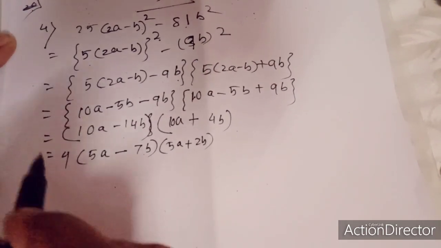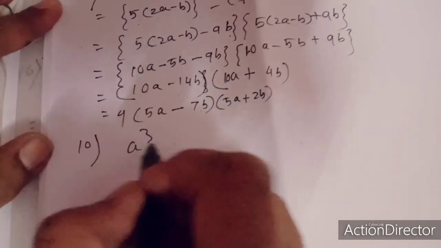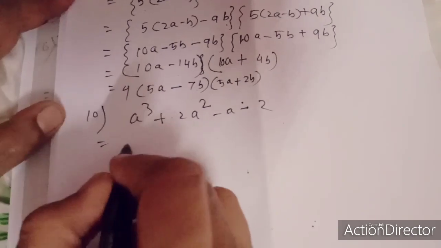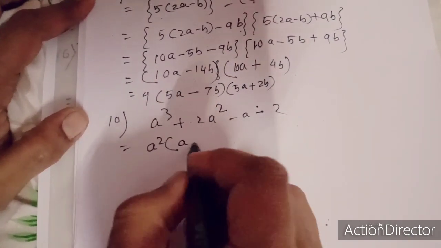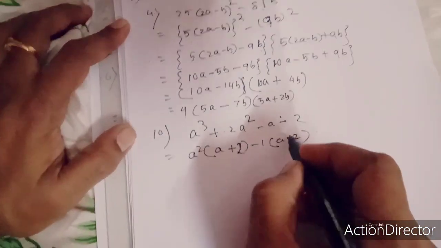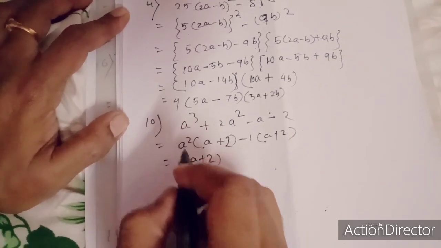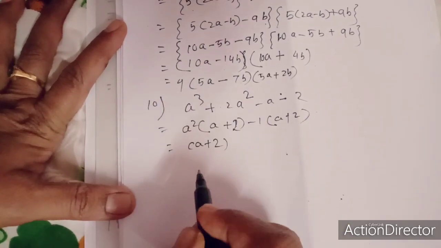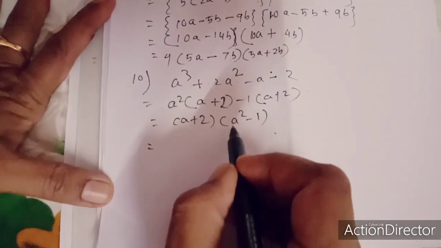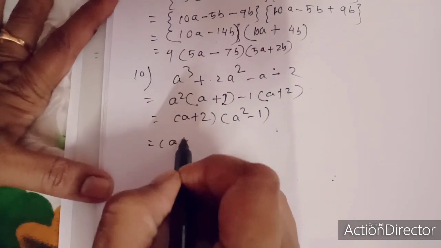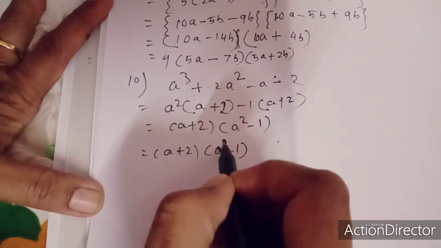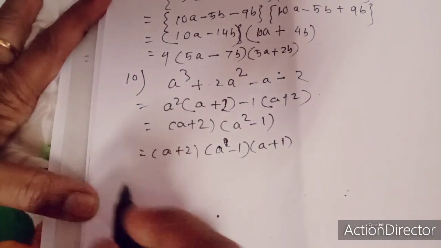Then next, number 10. I am doing a cube plus 2a square minus a minus 2. In this one, I am taking a square common: a plus 2, minus 1 times a plus 2. So a plus 2, the first step I am doing is the grouping method. The next step you have to use the square difference method. Here the first one you have to keep as it is. This one is a square minus 1 square. So a minus 1, a plus 1. You got the factors.